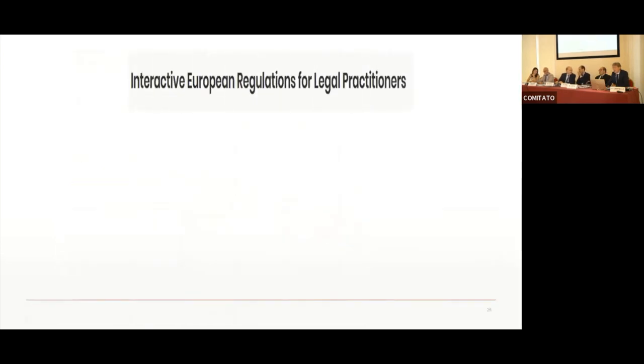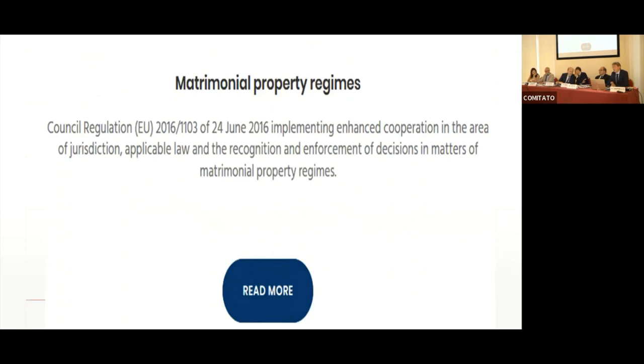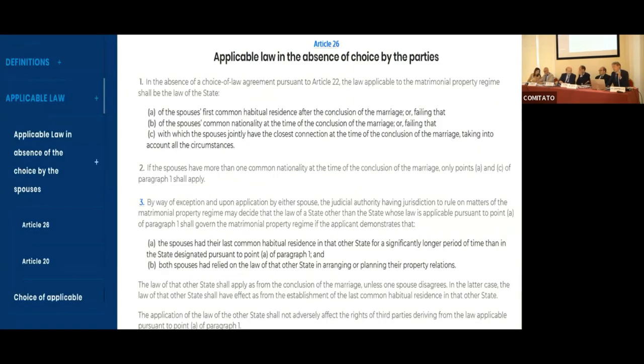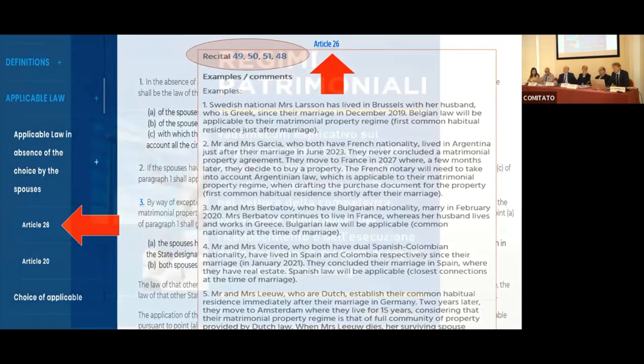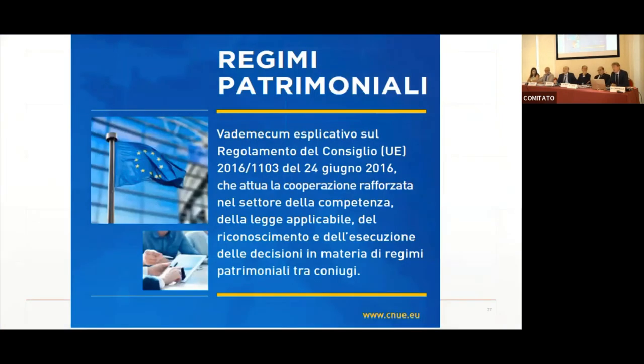Another thing that you can do is to check the regulation on this website in an interactive way. You can click on the link to the interactive regulation. You have the menu on the sidebar on the left. For instance, you click on Article 26 and you have a pop-up with examples, comments, and the reference to the recitals. You can also find handbooks on the property regimes and successions regulations, with very simple and effective examples in every language.